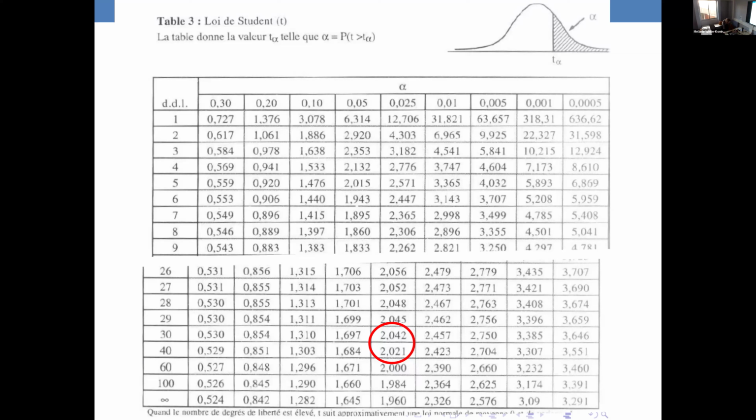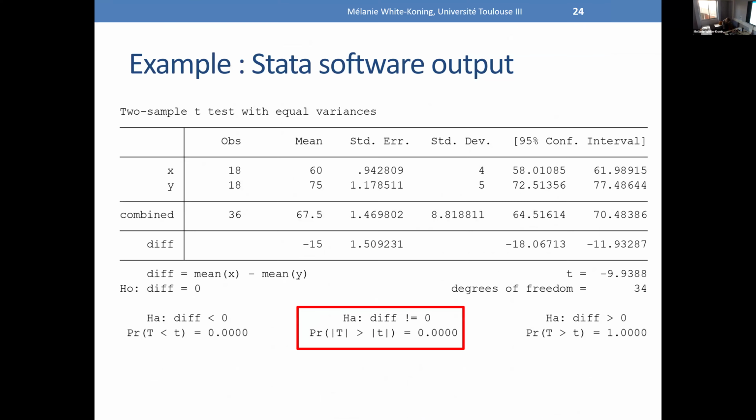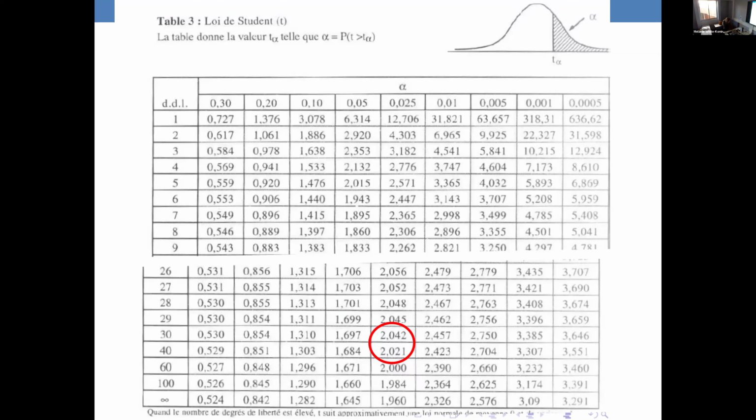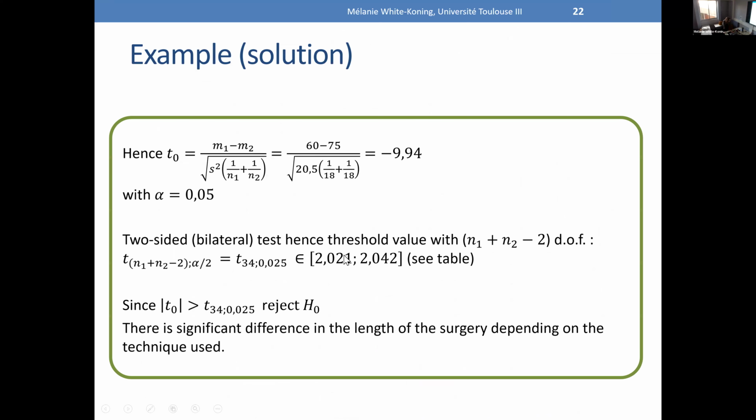So here we reject the null hypothesis. This is what I wrote here, okay? We can see that T0, 9.94, is greater than the threshold value, which is around 2. There is a significant difference in the length of the surgery, depending on the technique used.